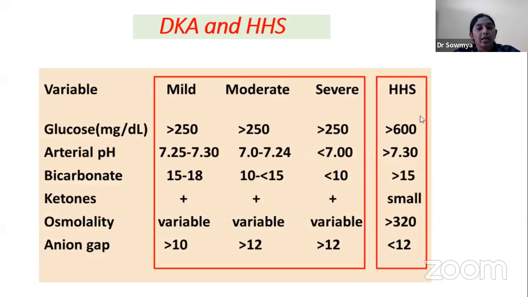In hyperosmolar hyperglycemic state, usually the glucose value will be very high, that is more than 600, and the volume deficit will also be very high, almost 8 liters to 10 liters. And the bicarbonate value would not be low as seen in DKA. It is usually more than 15, but the osmolality value will be more than 320. So the osmolality is the differentiating factor here.